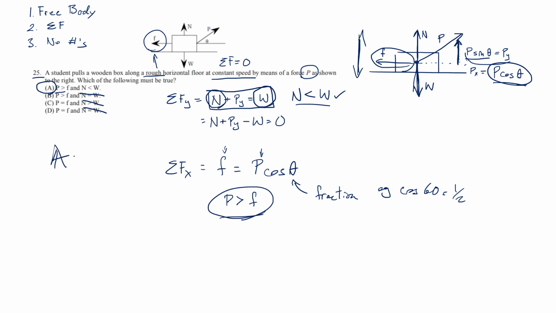Okay, so I hope that helps. Just kind of reviewing some basic stuff. You've got to know how to draw a free body diagram and do your sum of forces. And know how to do your components, right? If it's up and down, you do sine. If it's left and right, you do cosine.